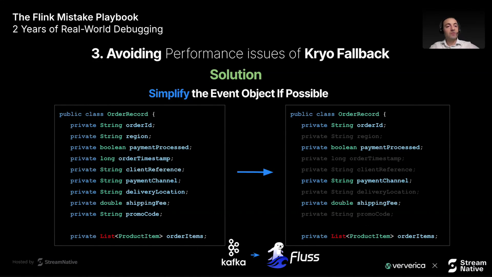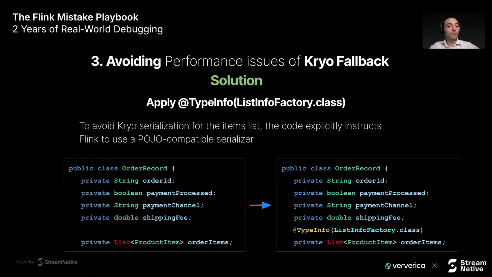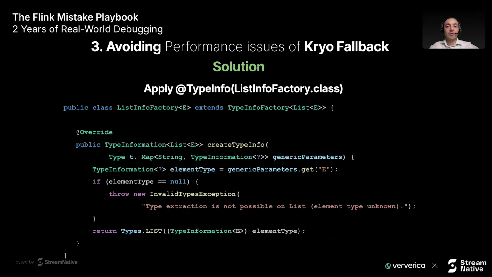But we're just focusing right now on serialization, and on this type which is unknown by Flink. If we do not apply some rules, Flink will fall back to Kryo by managing this list typed order item events. So in order for Flink not to fall back to Kryo, what we need to do is annotate this list type with the type info annotation, which will use a list info factory class. We define this class in our Flink application, and it will look like this. This class extends the type info factory interface, which gives us the ability to let Flink know the type of those list objects.